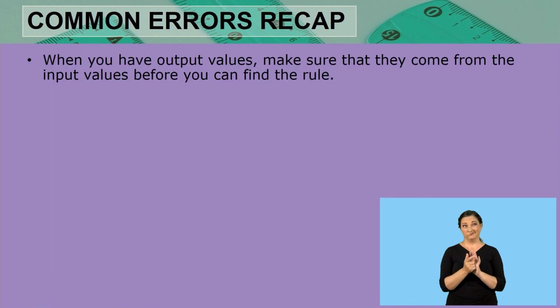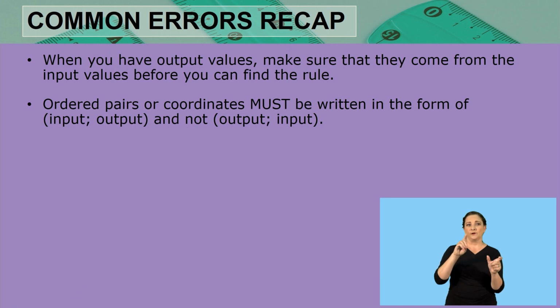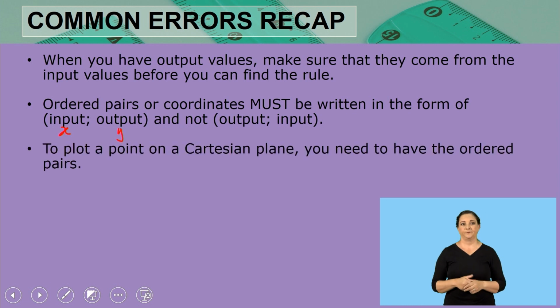Then things that you should remember during this lesson, or things that you should look out for when you are working with functions and relationships. Firstly, when you have output values, make sure that they come from the input values before you can find the rule. Then when we're looking at the ordered pairs or coordinates, they must be written in the form input and output, and do not swap them around. And remember that input would be the x value and that output would be the y values. So make sure that the input one is the one that comes first.